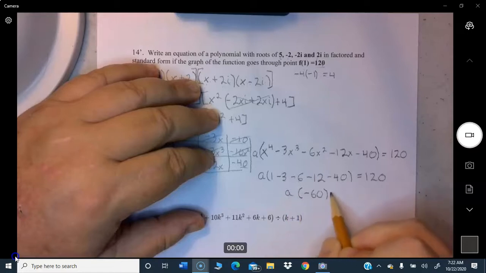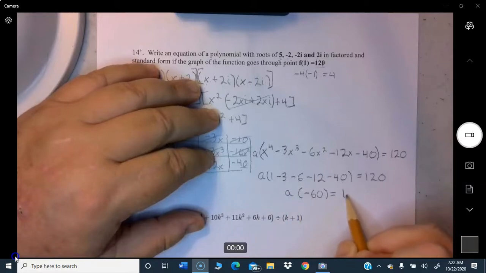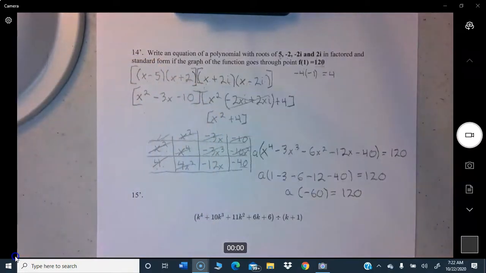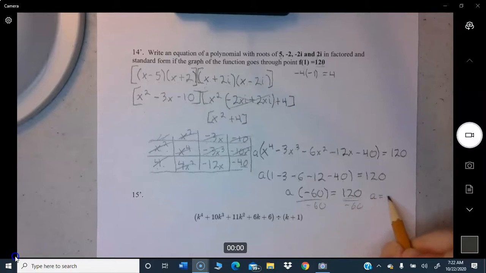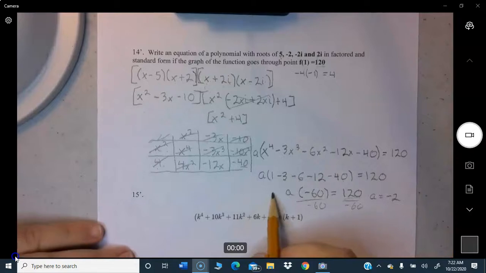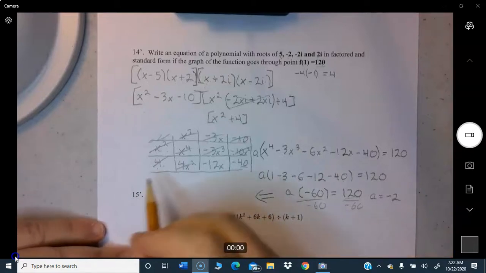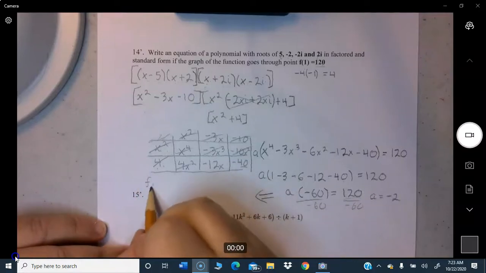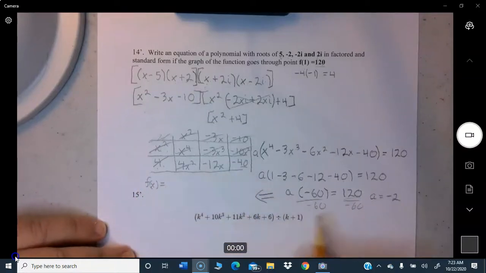And a times negative 60 has to equal 120. So some of you can do this in your head. If you can't, just divide both sides by negative 60, and you'll end up with a equals negative 2. So the answer, I'm going to write it over here where I have some space, is f of x equals, the a is negative 2.